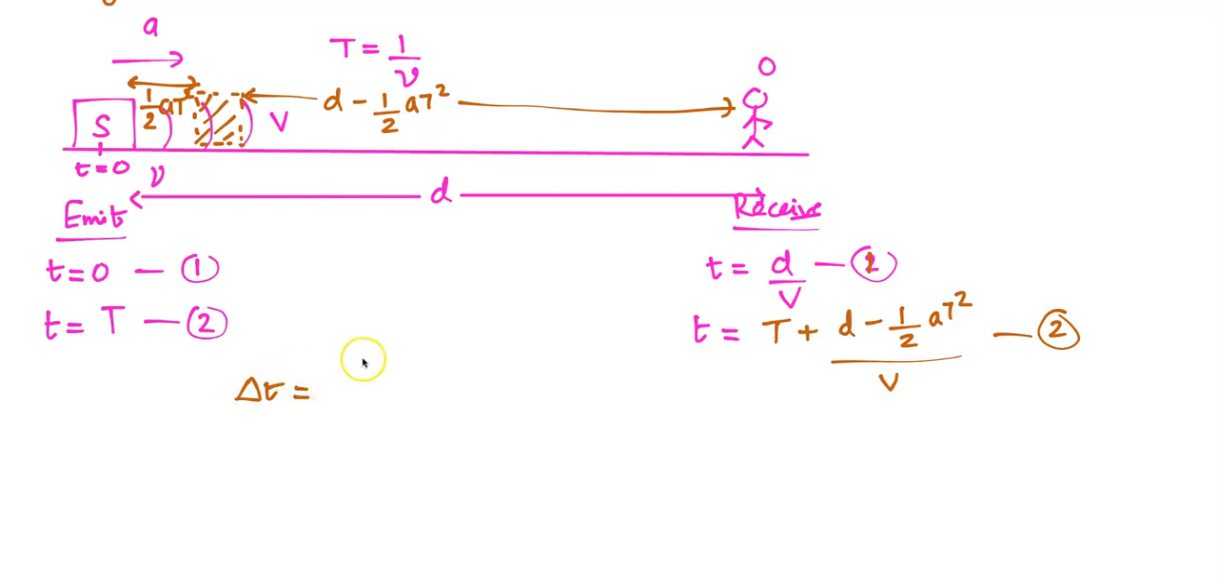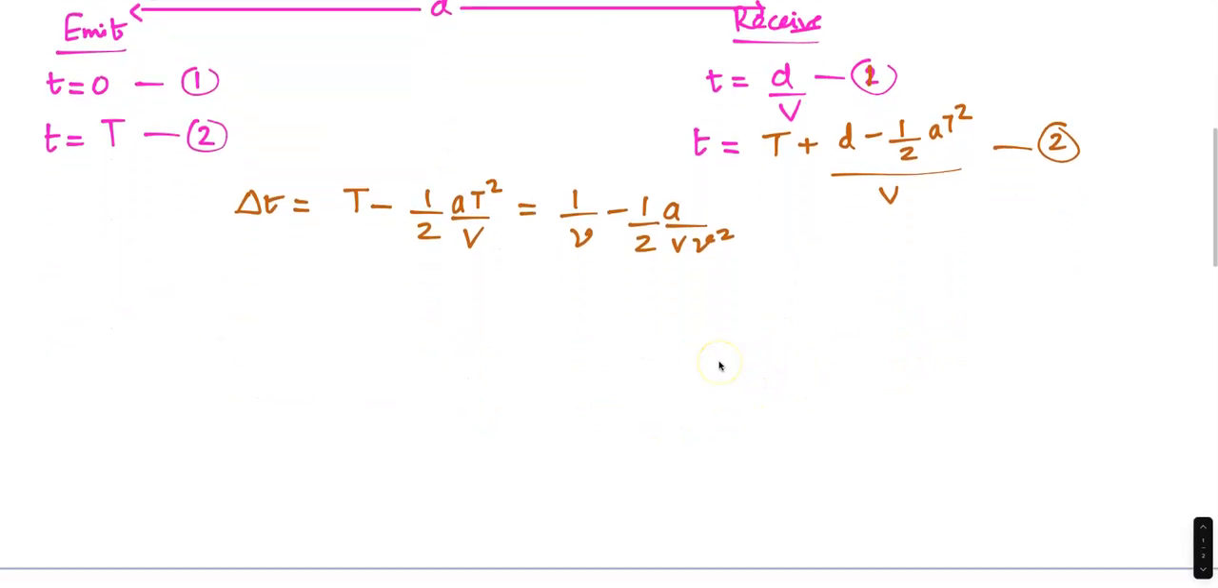So the delta t is nothing but, d over v is going to cancel, so we are just left with nothing but t minus half a t squared over v, okay? And now we can make the substitution t equals 1 over nu, because t was not part of the problem but nu was. So let's make that substitution. 1 over nu minus half a by v nu squared, right?